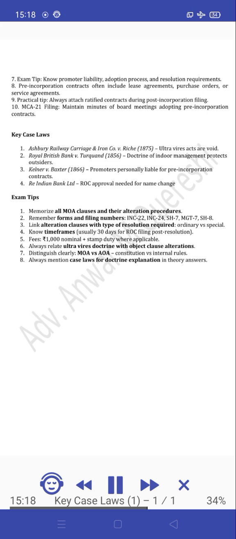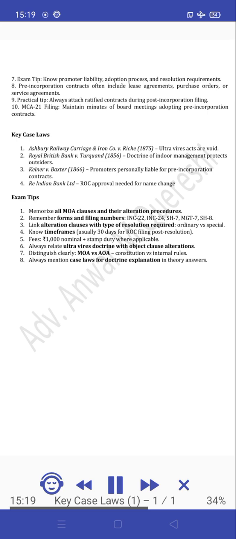Key case laws. 1. Ashbury Railway Carriage and Iron Company vs. Riche 1875. Ultra vires acts are void. 2. Royal British Bank vs. Turquand 1856. Doctrine of indoor management protects outsiders. 3. Kellner vs. Baxter 1866. Promoters personally liable for pre-incorporation contracts. 4. Re-Indian Bank Limited. ROC approval needed for name change.